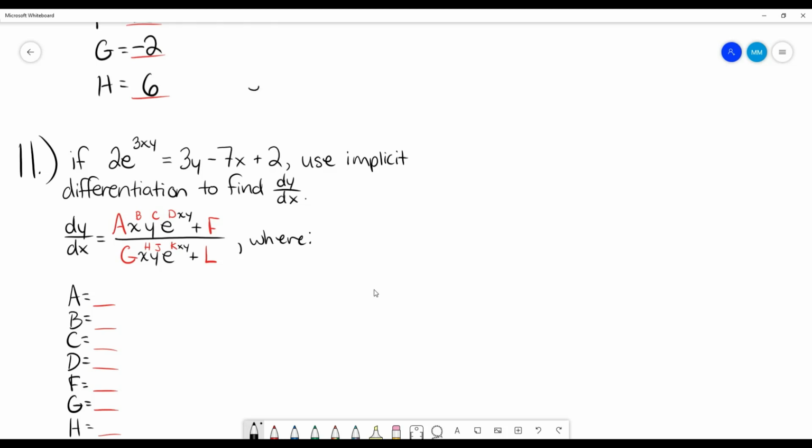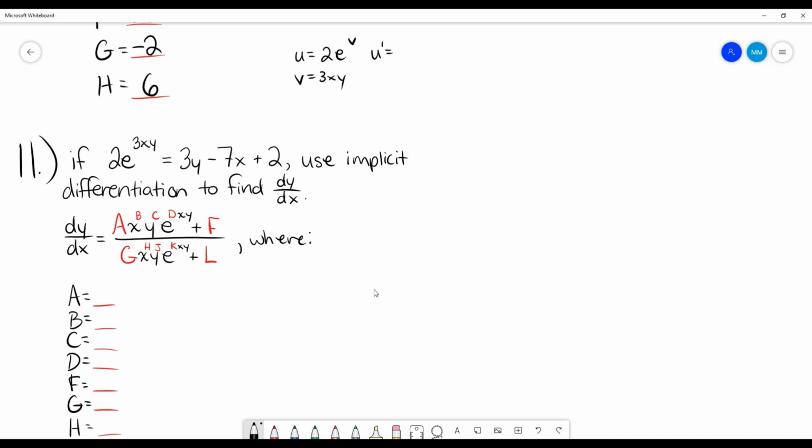So remember that the derivative of e to the x is just itself. But since we've got other terms in here, rather than just e to the x, we've got 3xy. So we know we're going to use chain rule, with our outside being e to the something and our inside being that 3xy. So 2e to the v, where v is 3xy, and I want us to be really careful here.